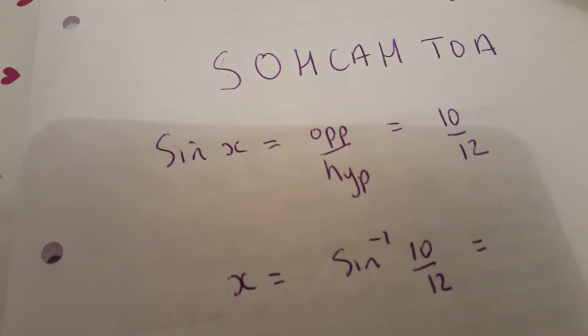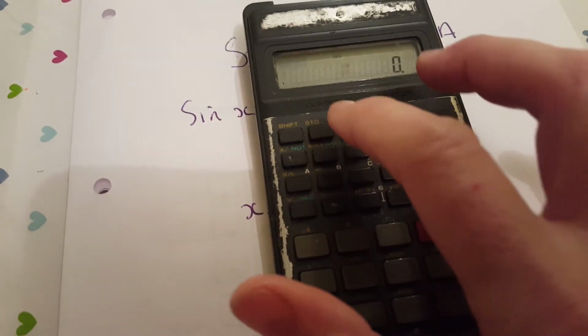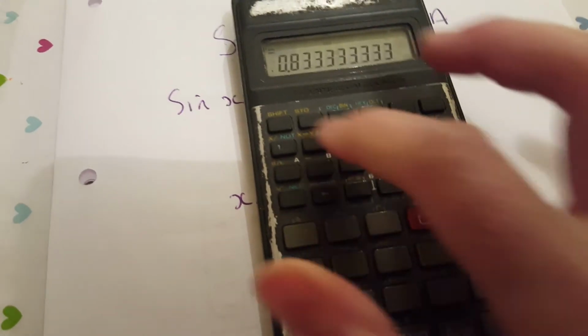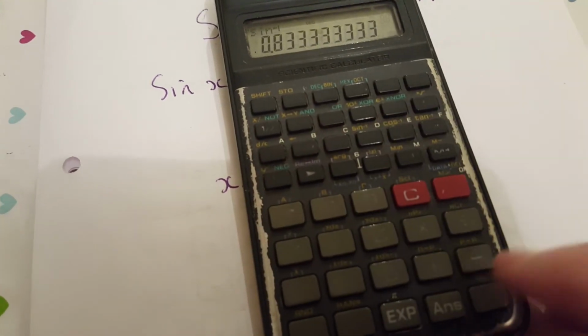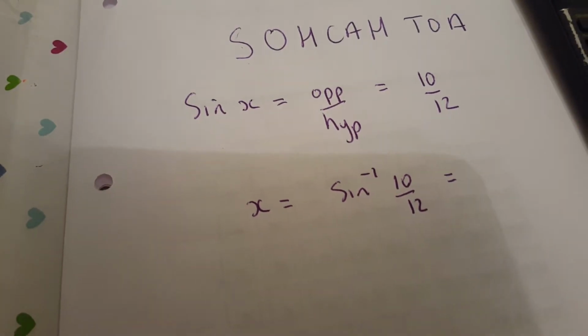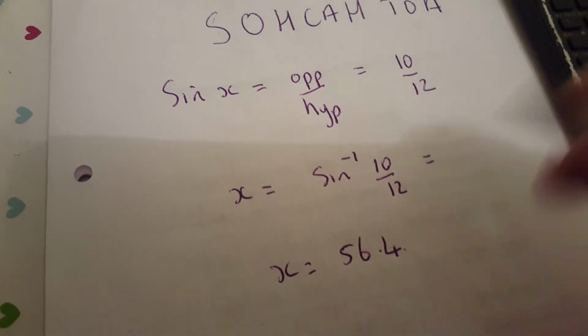So if I get my old-fashioned calculator here and show you what I have to press. So I will press 10 divided by 12, shift, sine, equals. So our angle is 56.4 degrees. Okay, so that is example 1.